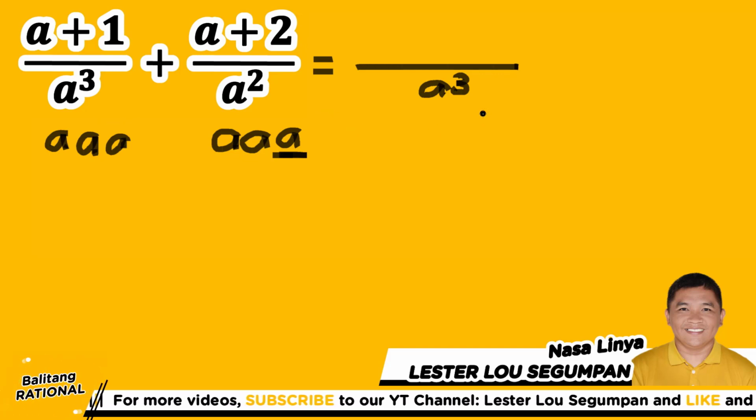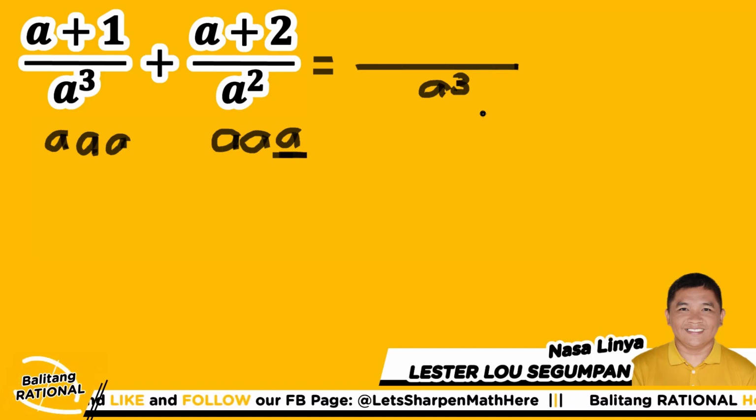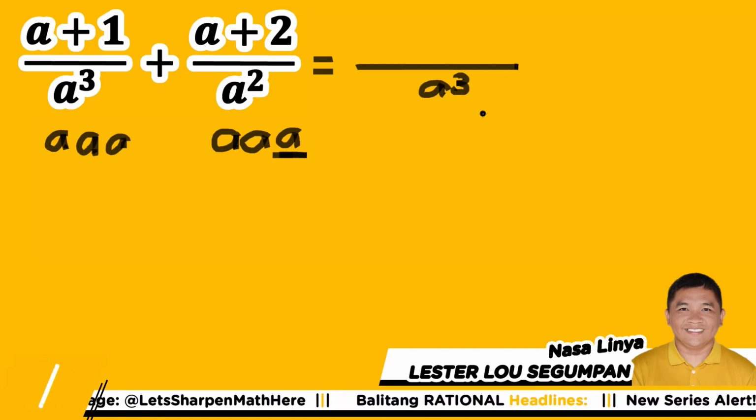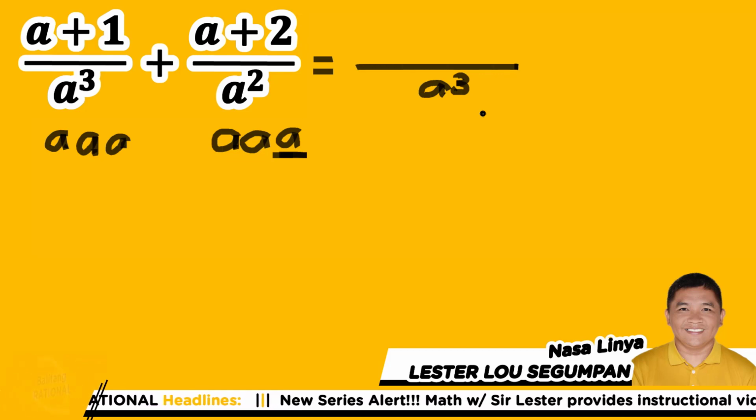Di po to katulad ng 3 at saka 2. Kasi yung 3 at 2, the 2 can no longer look for a factor in integer that could result into 3. That's why we multiply it to 3 times 2, 6. But for variables, as mentioned, we just need to look at the maximum possible of coefficients that could be placed for our LCD. In this case, it's a cube. Please bear that in mind.